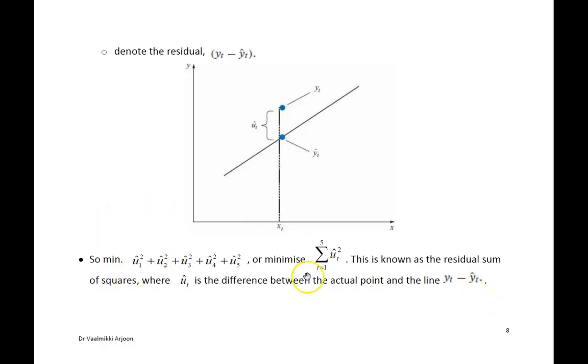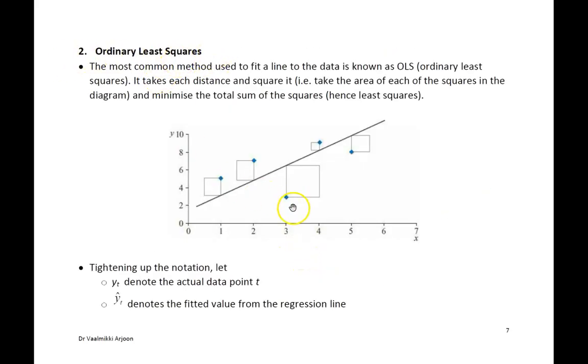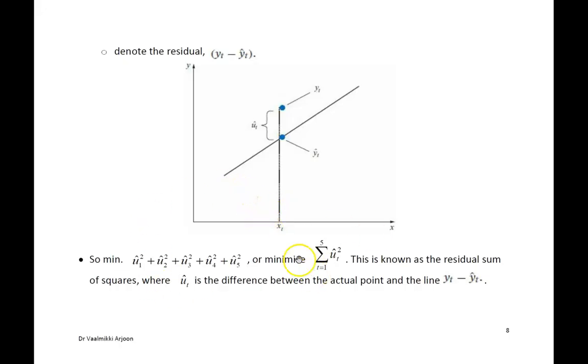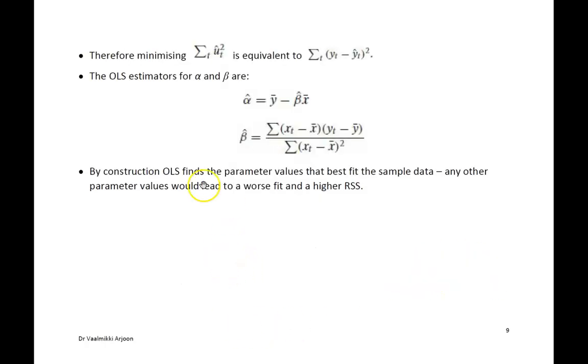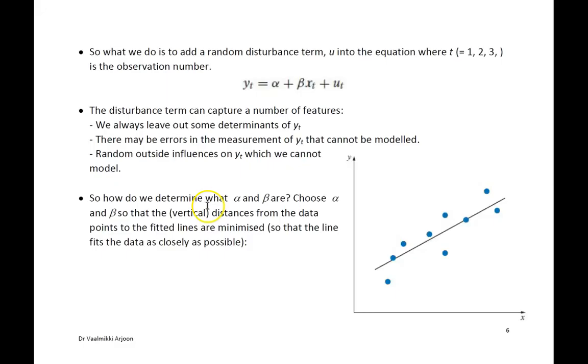So we want to minimize the sum of squares of residuals, and that's why we use OLS, because OLS is a technique that is used in estimating a regression equation to minimize the sum of squares of the residuals. Minimizing the sum of squares of the residuals is equivalent to minimizing the sum of y minus y hat squared, because y minus y hat is the random disturbance term. Now, how do we go on to estimate alpha and beta?